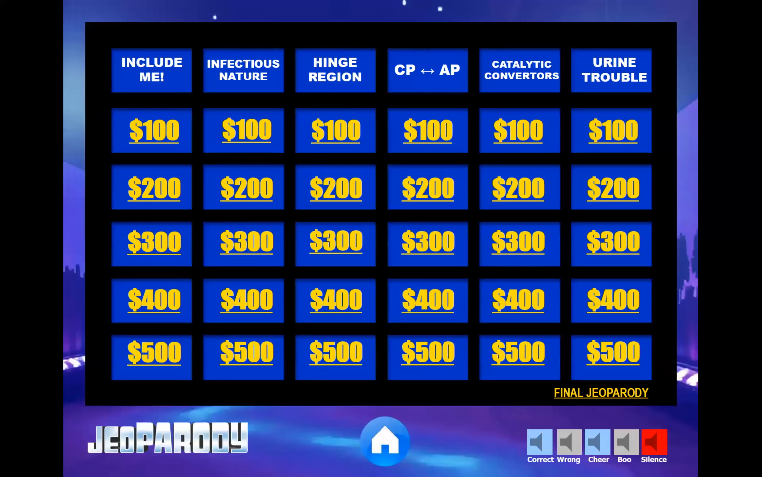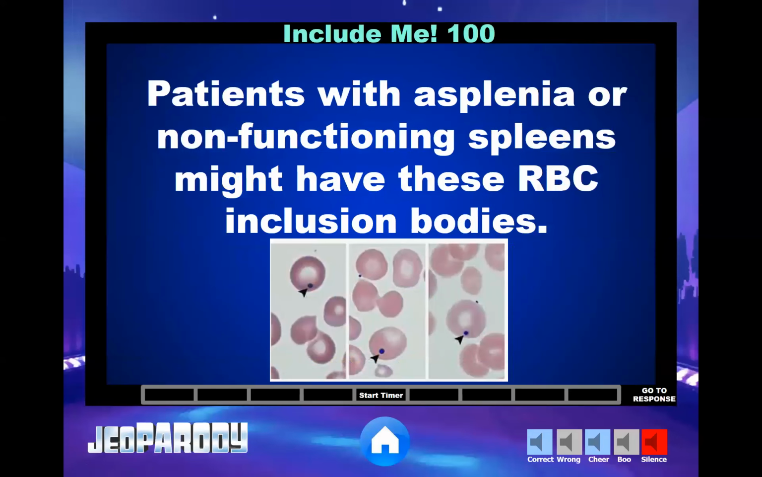Sorry about that. Let's start with Include Me for 100. Okay, let's get started. This answer is: patients with asplenia or non-functioning spleens might have these RBC inclusion bodies.